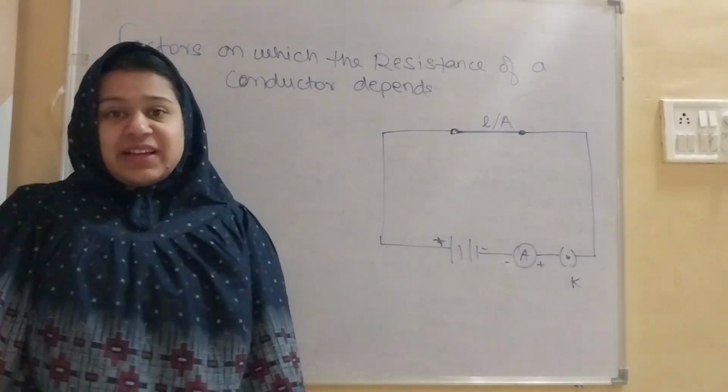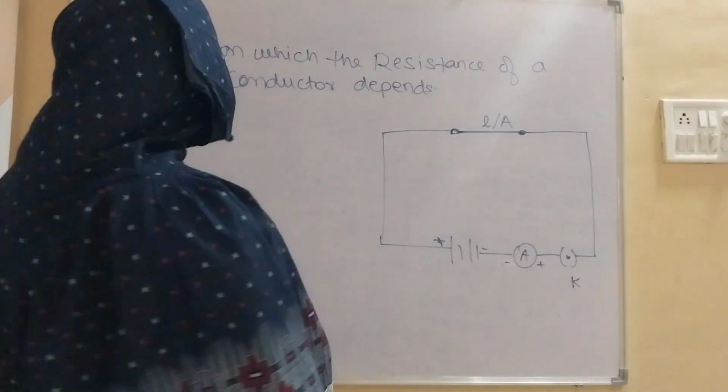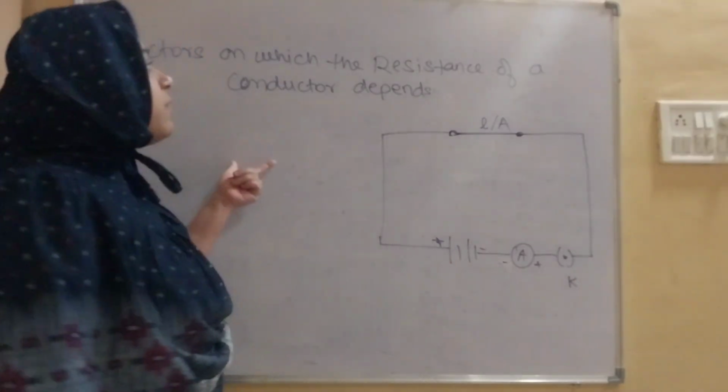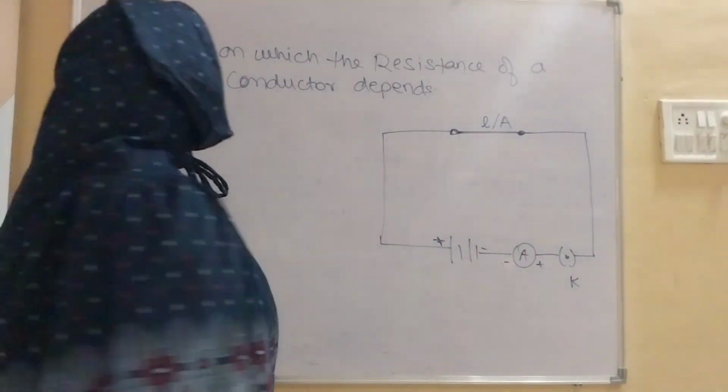This is the fourth lecture for the chapter electricity. In this we will be studying factors on which the resistance of a conductor depends. Okay, so let us begin.